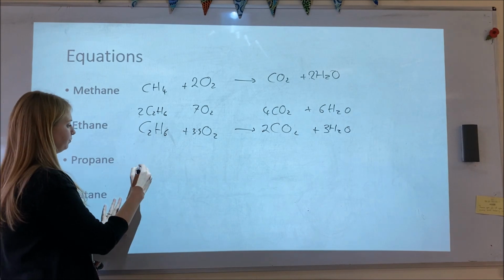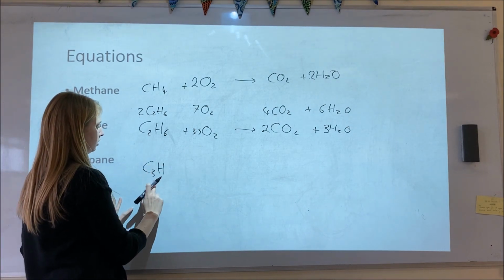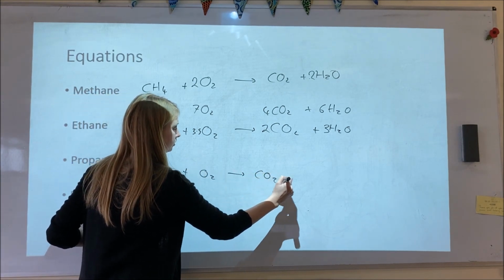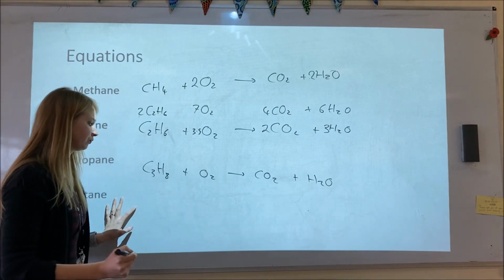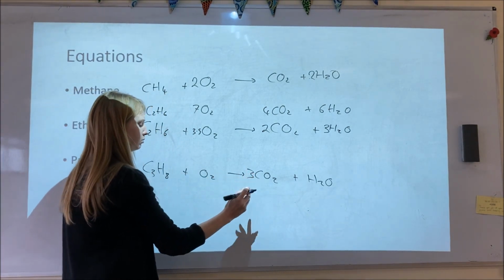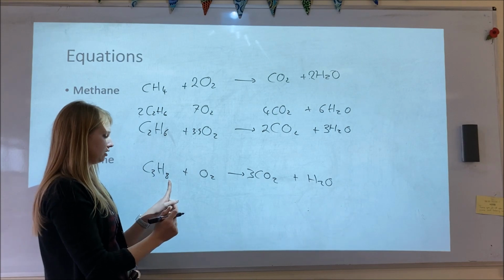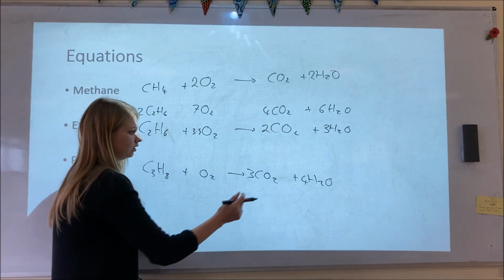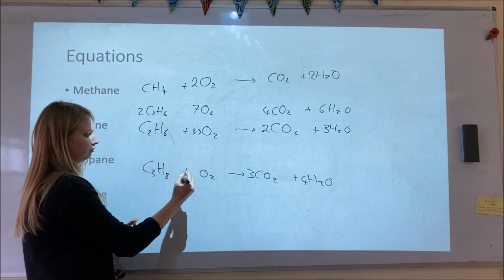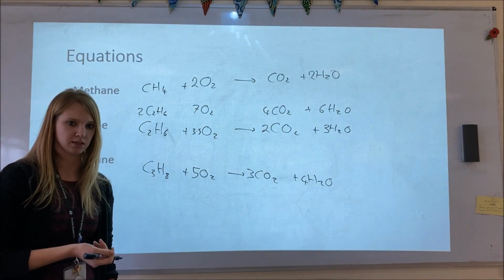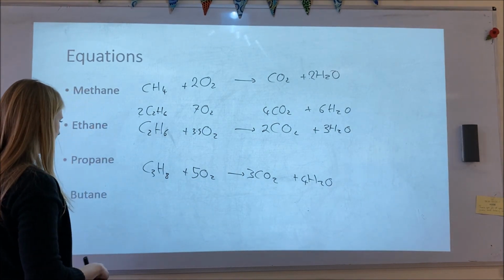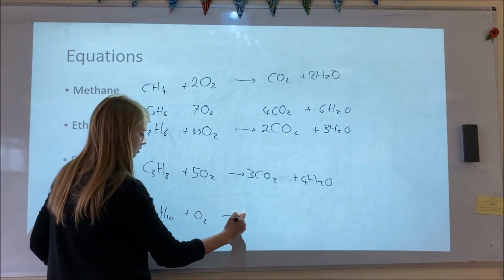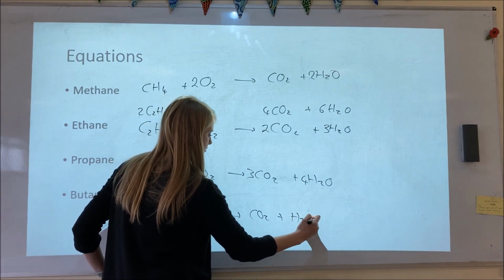Propane, C3H8, plus oxygen, CO2 plus H2O. 3 carbons, so let's start by putting a 3 here. 8 hydrogens, so let's start by putting a 4 there. Count up your oxygens. 4 plus 6 is 10. Put a 5 there to make that 10. Quite nice and straightforward.